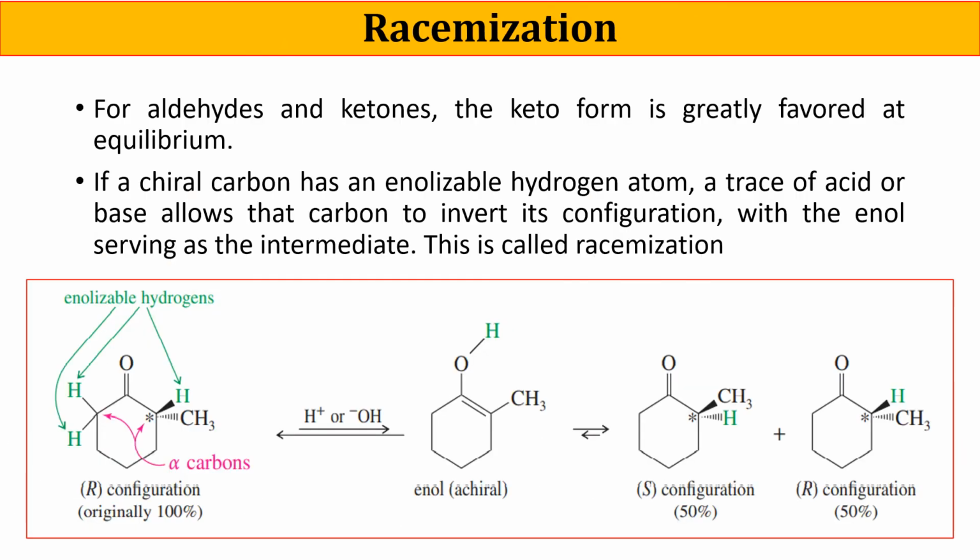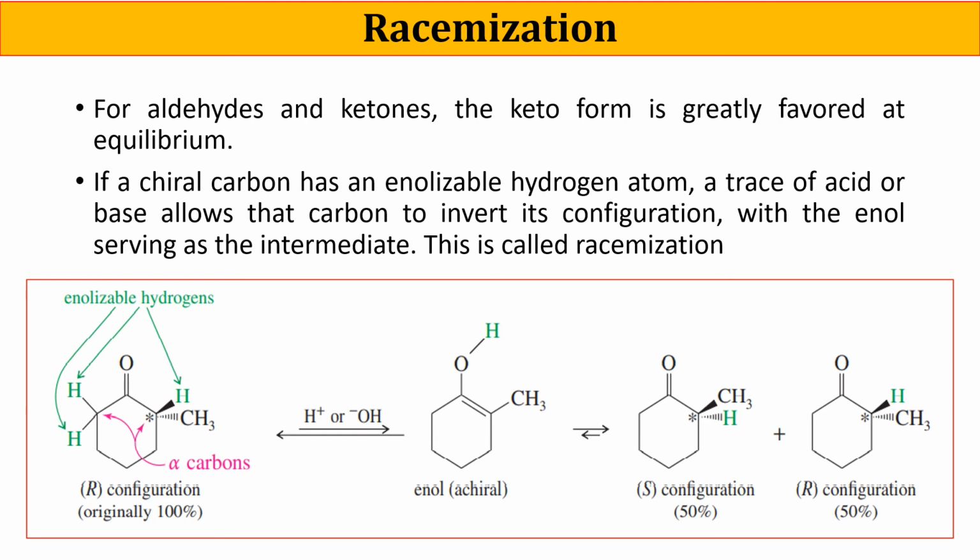Keto-enol tautomerism affects the stereochemistry of ketones and aldehydes. A hydrogen atom on an alpha carbon may be lost and regained through keto-enol tautomerism. Such a hydrogen is said to be enolizable. If an asymmetric carbon atom has an enolizable hydrogen atom, a trace of acid or base allows that carbon to invert its configuration, with the enol serving as the intermediate. A racemic mixture or an equilibrium mixture of diastereomers is the result.